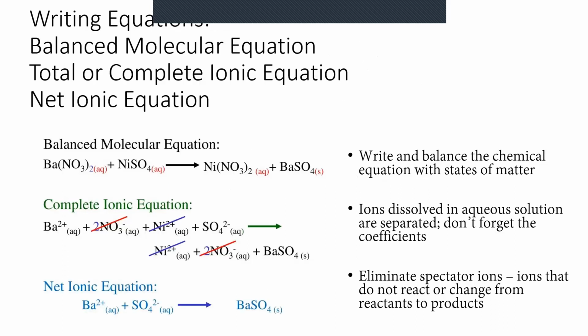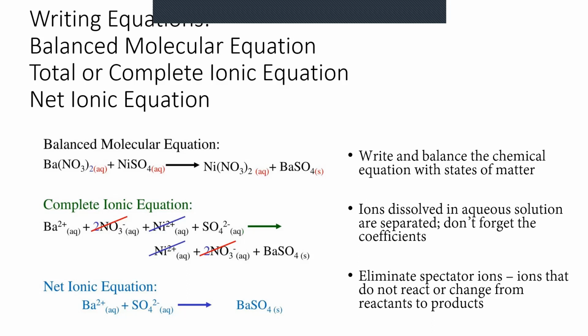So as soon as we get to this part, the activity or experiment is going to ask us to start writing different types of equations. Previously, we've always been writing our balanced molecular equation, but now we're going to also practice writing what is called a total or complete ionic equation and also a net ionic equation.